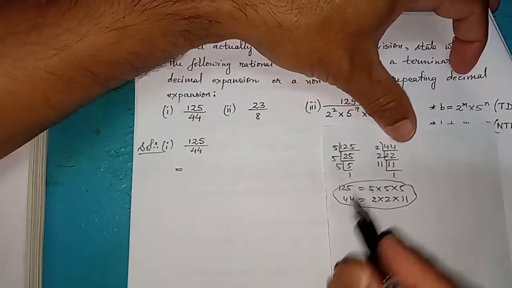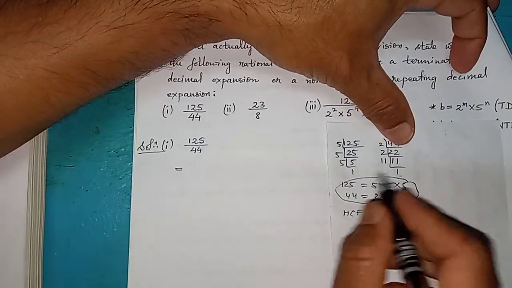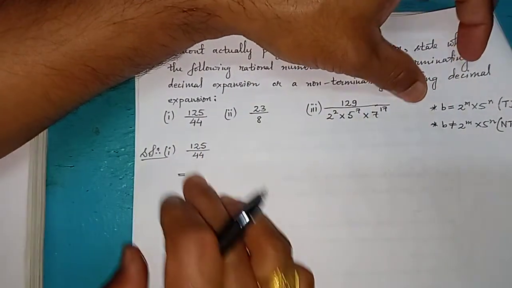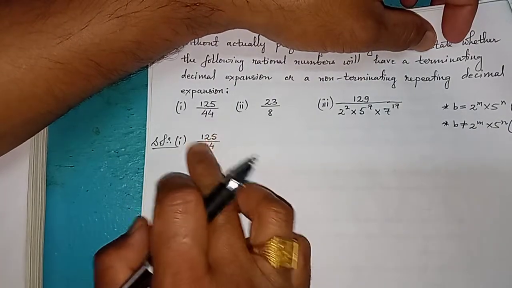because the HCF is 1. The highest common factor is 1, because nothing is common except 1. Okay, clear. HCF is 1. So we cannot cancel anymore, and it is already in the lowest form. I told you that first you make sure that it is in the lowest form. That is in the lowest form.